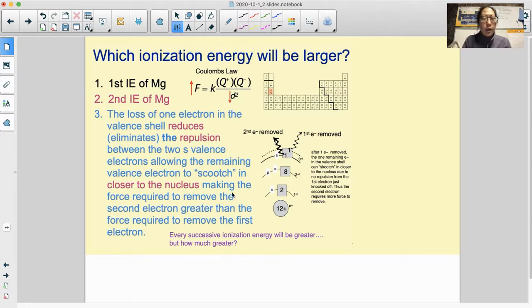Okay, and here's just an explanation in terms of Coulomb's law. This positive charge is staying the same. Our negative charge of the electron is staying the same. But we're reducing the repulsion between the valence electrons by removing one. And so this will allow the nucleus to pull in that single electron better, making it harder to remove that second electron from the valence shell.